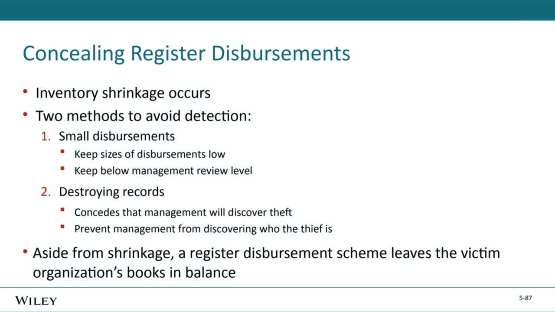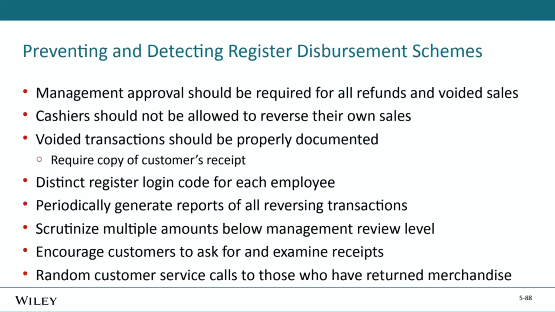Aside from shrinkage, a registered disbursement scheme leaves the victim organization's books in balance. And again, if management just writes off the inventory shrinkage as, excuse me, as shoplifting, boom, the employee has gotten away with the theft. How do you prevent this? Again, management approval should be required for all refunds and voided sales. Cashiers should not be allowed to reverse their own sales.